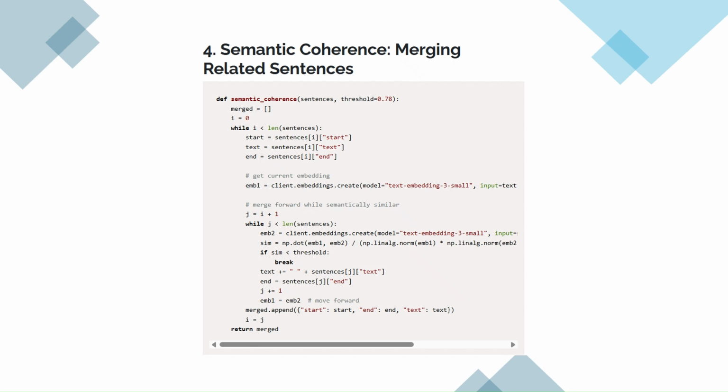The next function is semantic coherence. We take the sentences as input along with the threshold for similarity. We load the OpenAI's text embedding model, and then we go over all of the sentences, calculate the dot product between the embeddings, and we keep going forward as long as the similarity exceeds our threshold, which we have given as input.